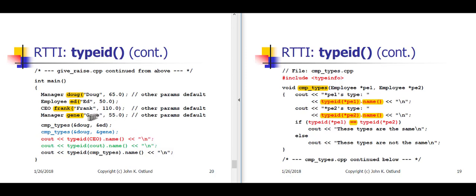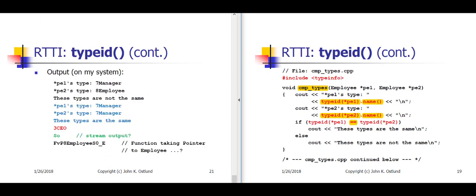Okay, so I'm going to call compare types, passing in the address of Doug and the address of Ed. Compare types receives these as pointers to employee, but type ID is smart enough to figure out the actual data type of the object that the pointer is pointing to. And so we're going to get the compiler-specific name of Doug's type through PE1. Then we're going to get the compiler-specific name of Ed's type through the pointer PE2. And then we're going to test whether these types are equal. Let's take a look at the output on slide 21.